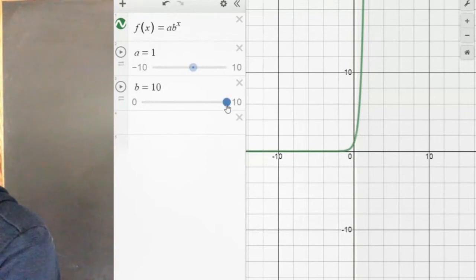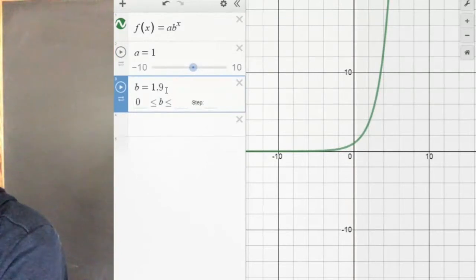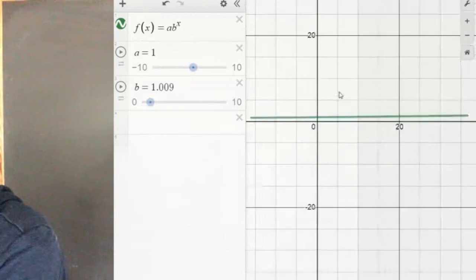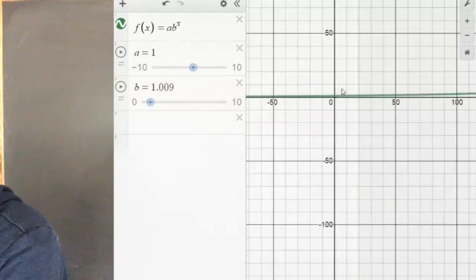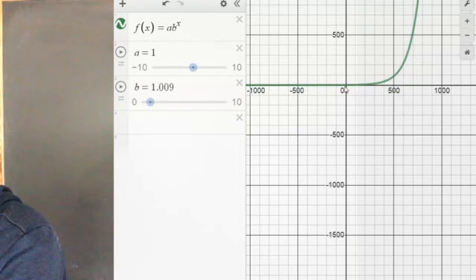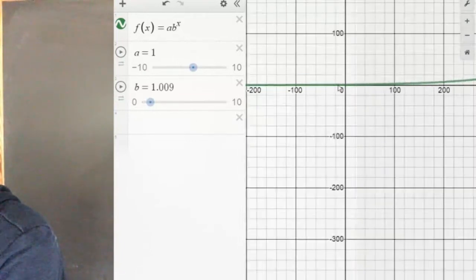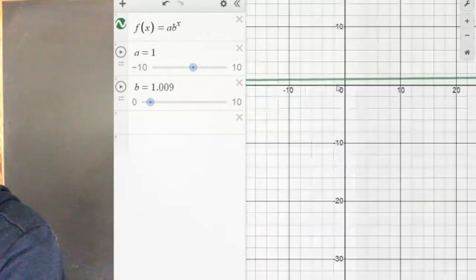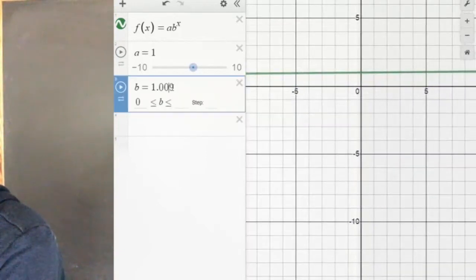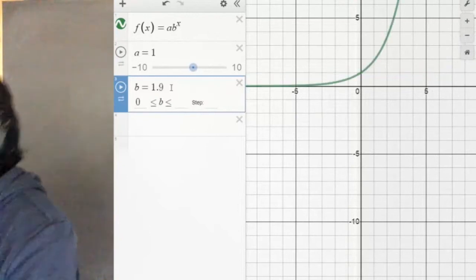Okay? And the closer you get to 1, the less steep it is, and you can do things like go really, really close to 1, and you can see that it lays down almost flat, but at some point, even that function blows up because it's an exponential, okay? So the closer you are to 1, the less growth that you actually have, okay? Let's come back to something like this.